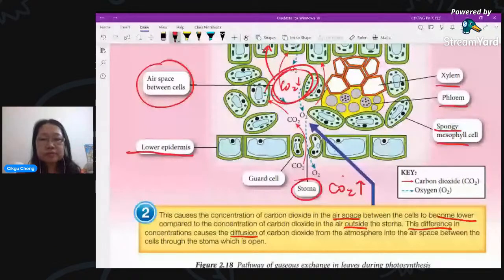Okay, so number two here explains why or how this carbon dioxide diffuses into the cell. It's always because of the difference in concentration. So here at first there is more, but because it's used up, it becomes less. So the next place, which has more, now passes it on to here.